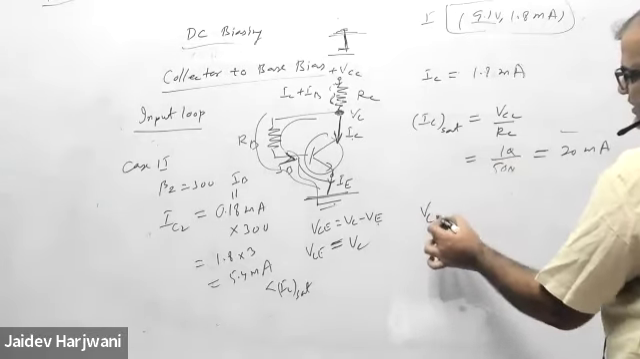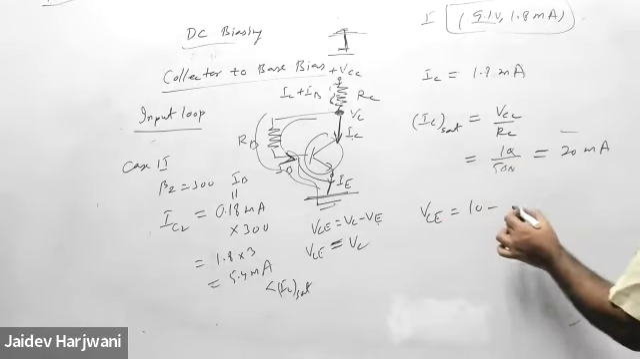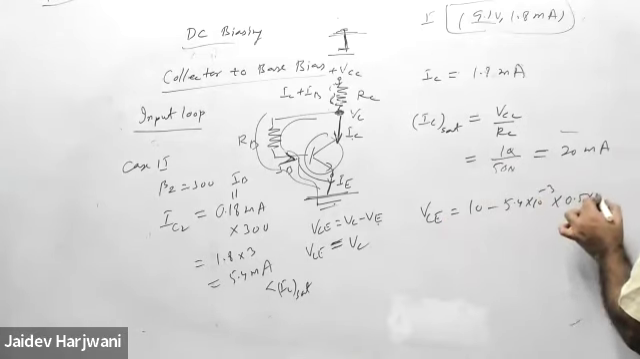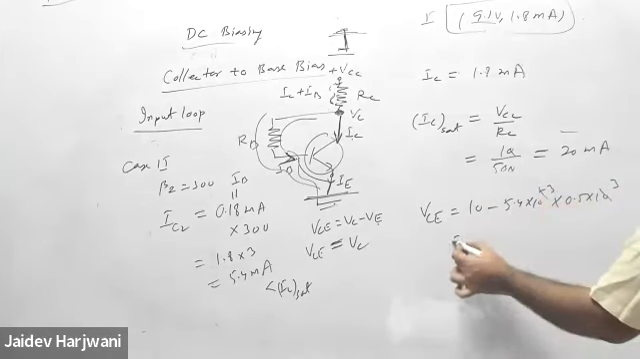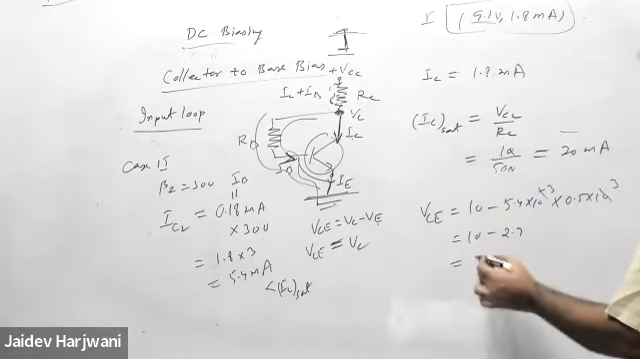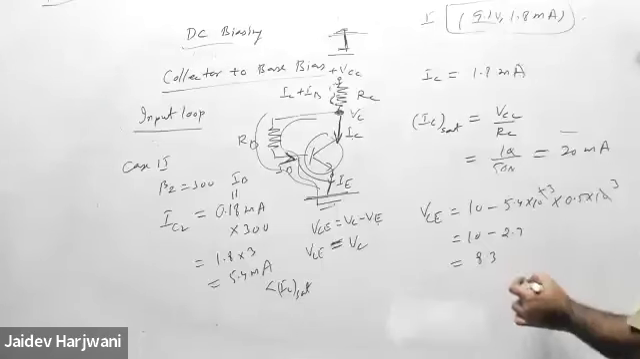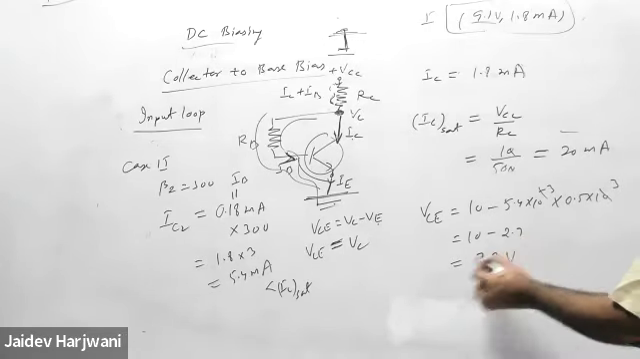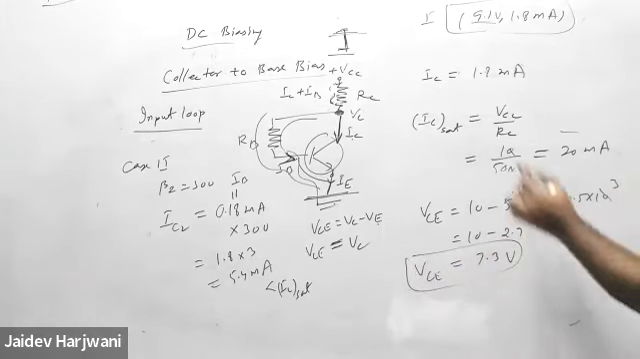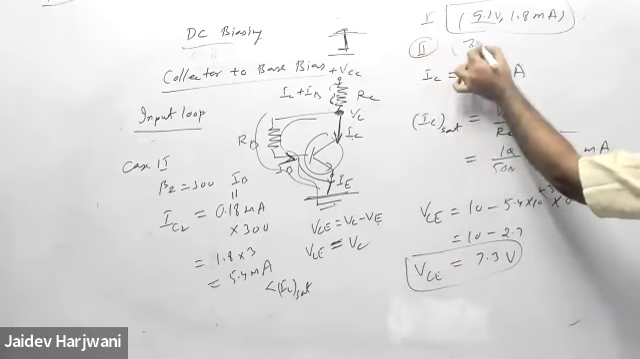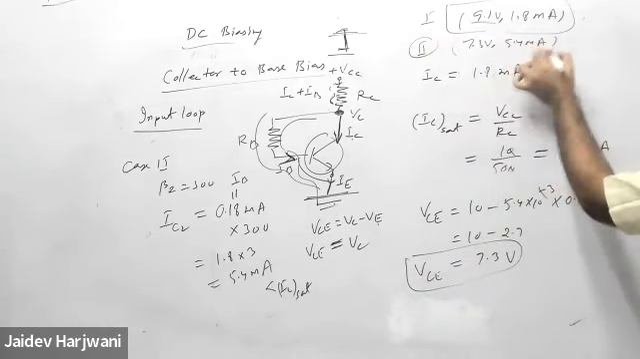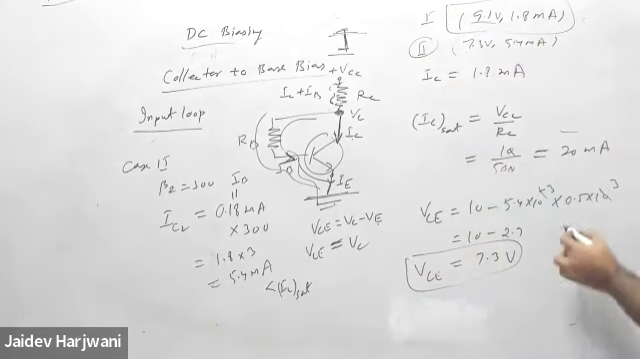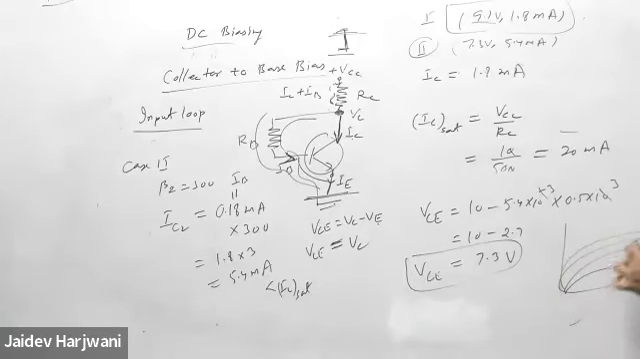The next operating point will be VCE equals 10 minus IC 5.4 milliampere times RC 0.5 kilo ohm. The kilo cancels out, so this is 10 minus 2.7, which is 7.3 volt. So VCE will be 7.3 volts. This is the first case; the second case will be 7.3 volt and 5.4 milliampere. Now this is somewhere in the middle of the region. For best amplification we have to keep the point somewhere in the middle, not here, not here.